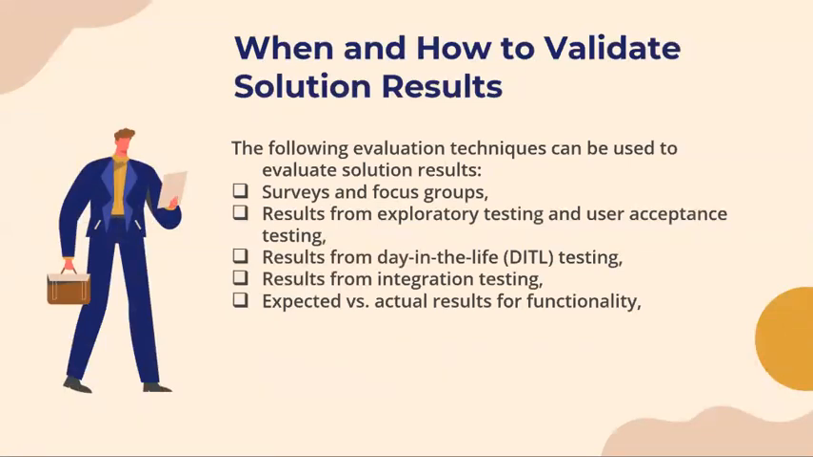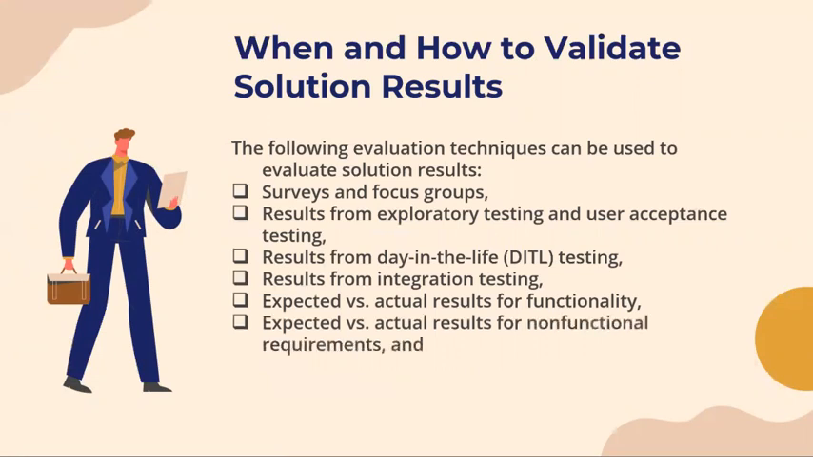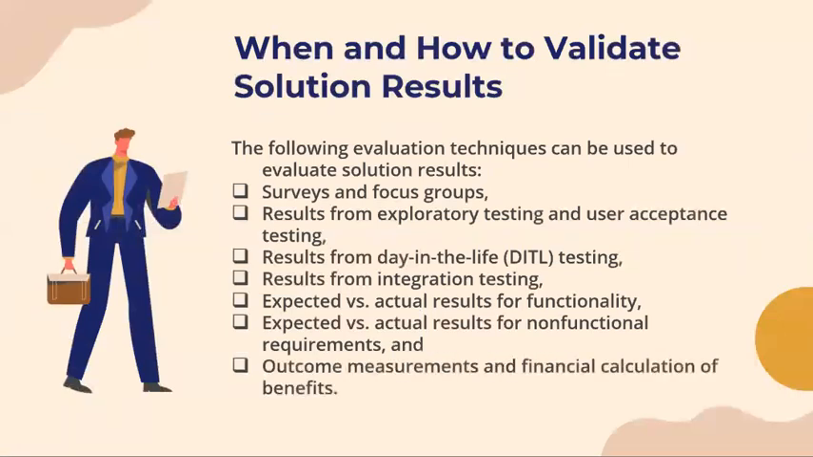We also have the non-functionality. The same is done here: expected versus actual results for non-functional requirements. So again, it is a tabular form with expected versus actual results, and then explain why the expected result was not hit. The last one is outcome measurements and financial calculation of the benefits.